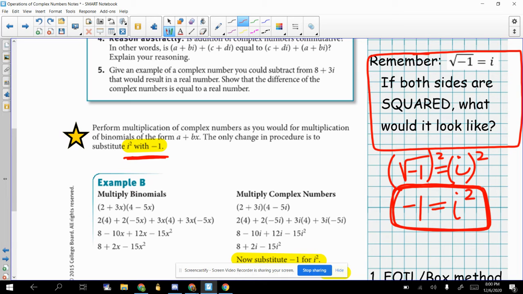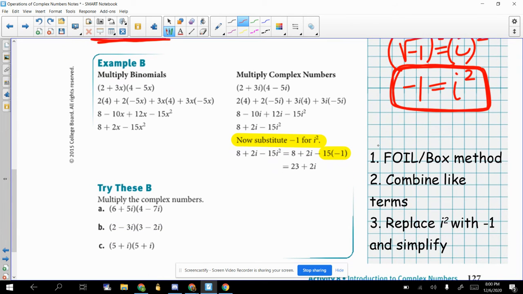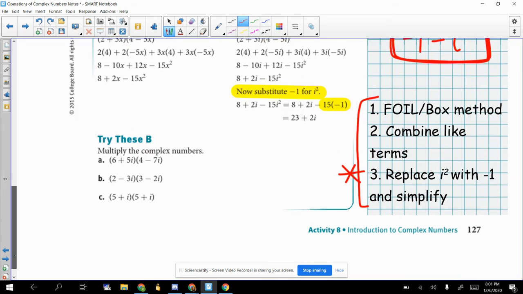Because now anytime we get an i squared in our answer, we're going to, as it says here, substitute that with a negative 1, okay? So here are your steps over here. Multiplying these is very similar to binomials, where we would FOIL or use the box method, your choice. Then you would combine like terms. The only difference is step 3 here, where we have to replace i squared with negative 1 and simplify once again.